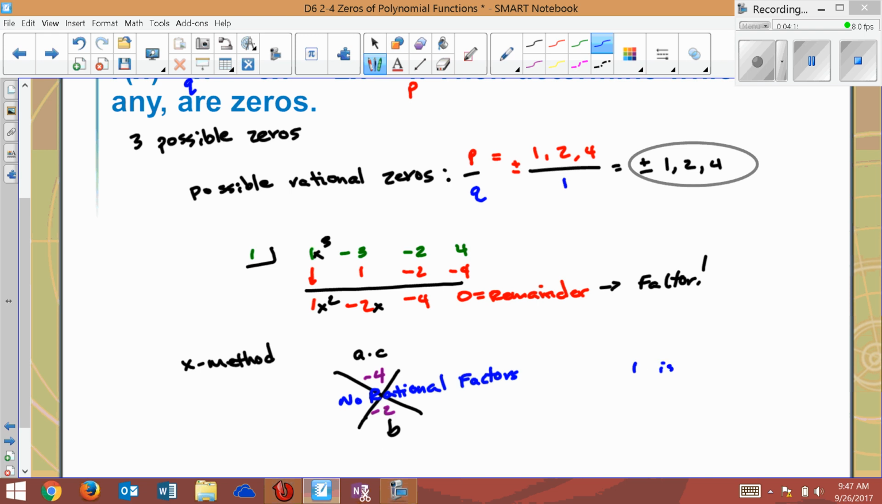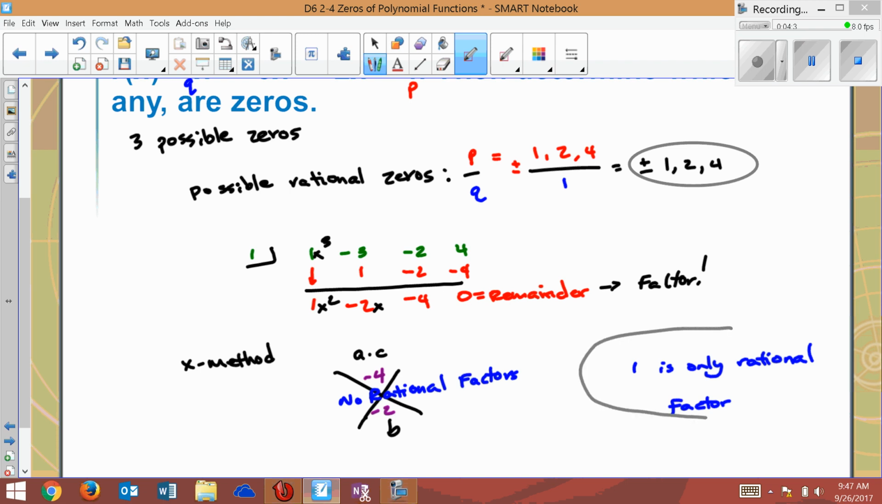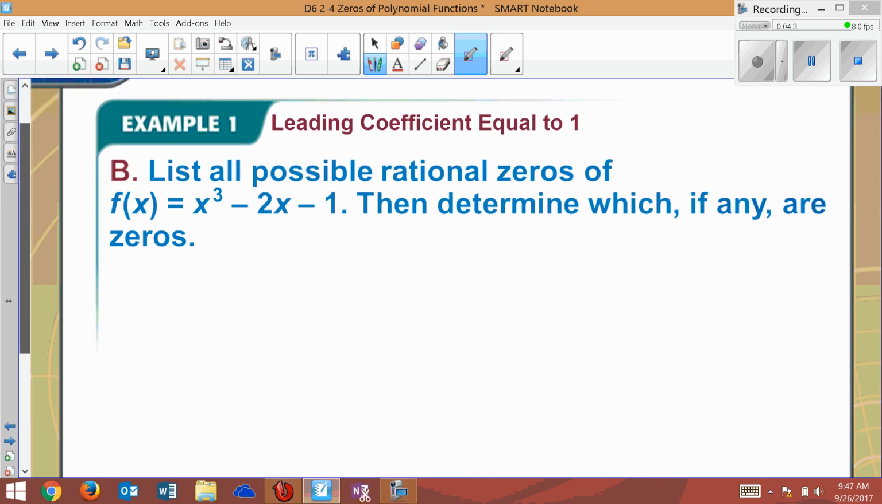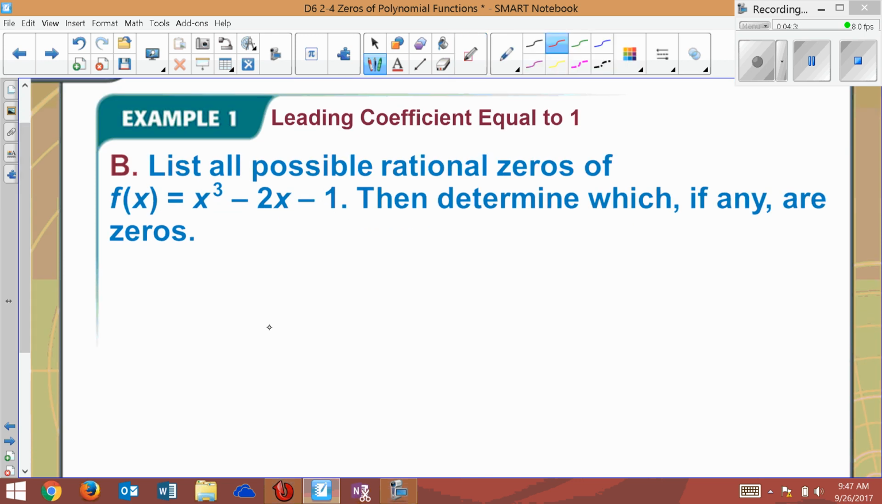1 is the only rational factor. And that could be our other answer. Okay, now I want to do another problem with you. And so hopefully we go a little bit faster here. Now I want to ask you, how many possible zeros could there be? Answer 3. There's 3 possible zeros.